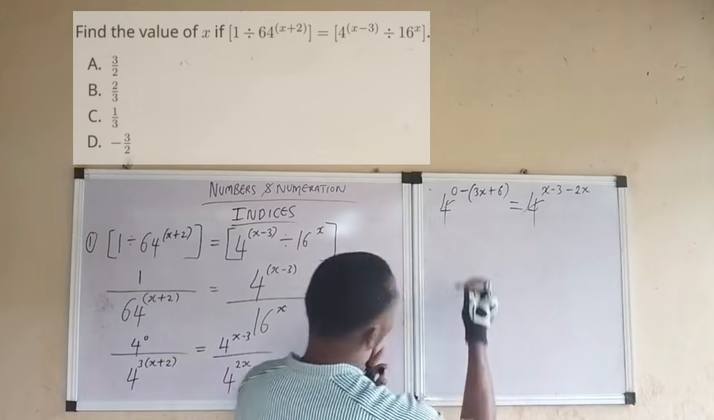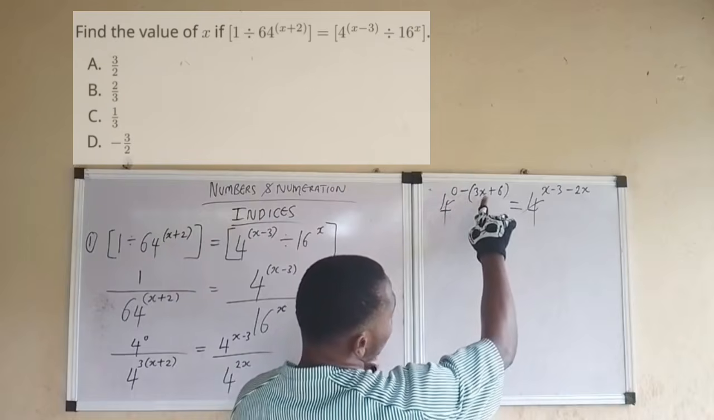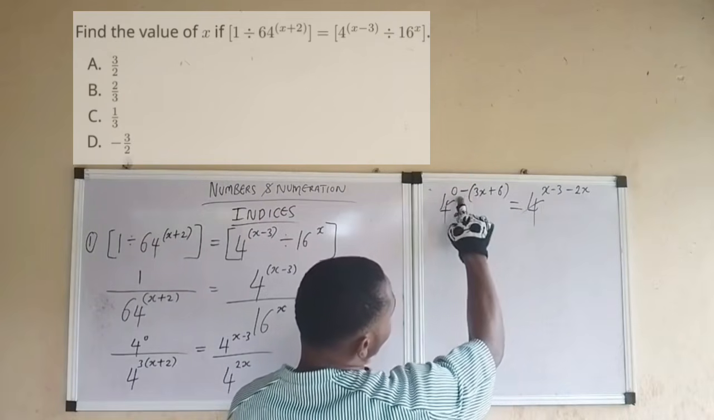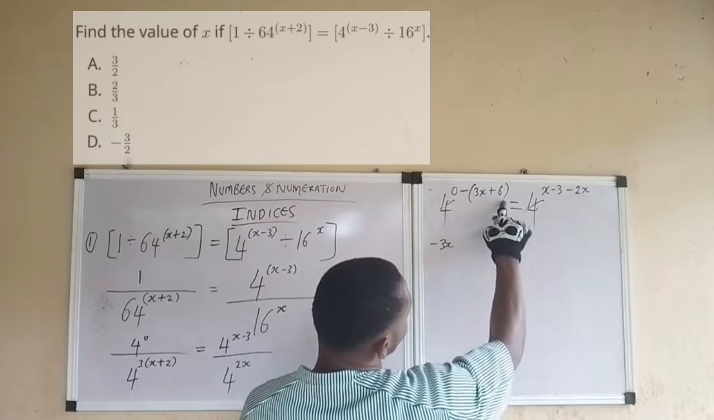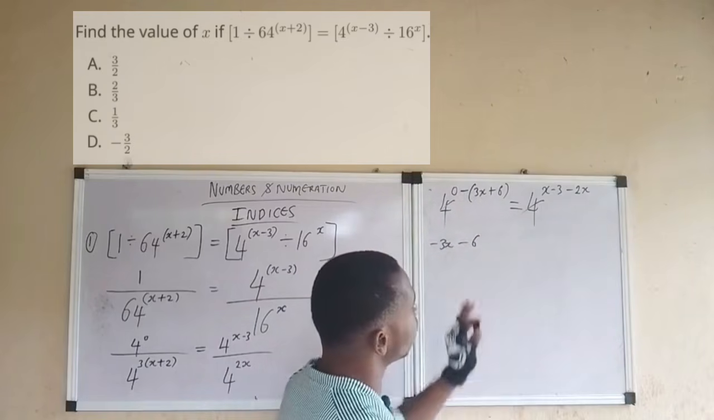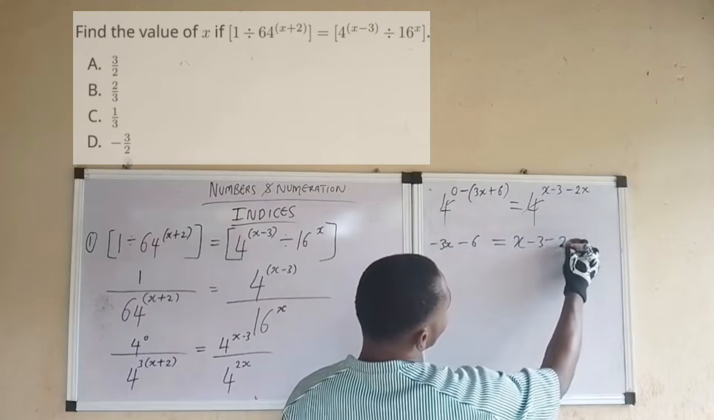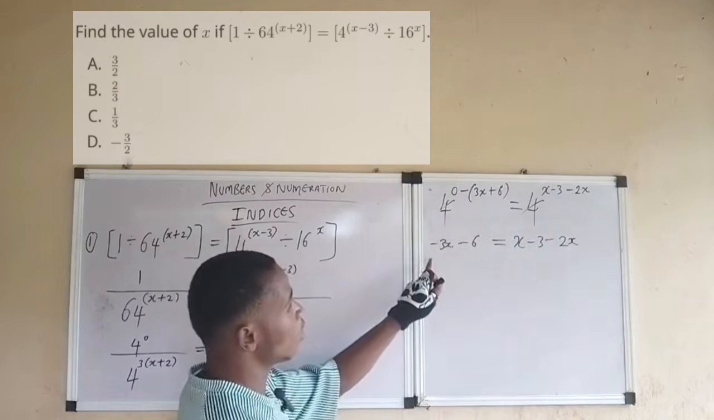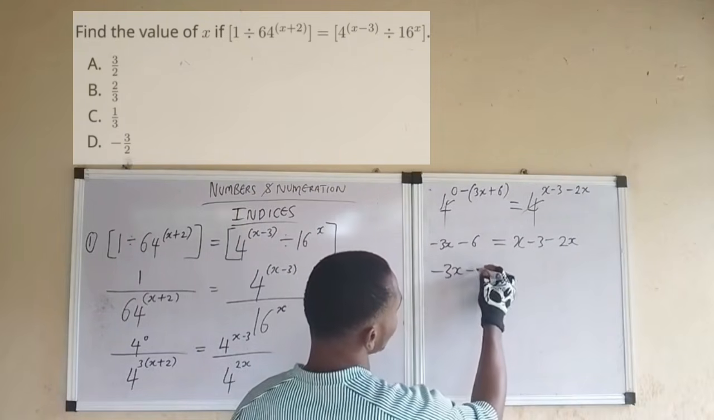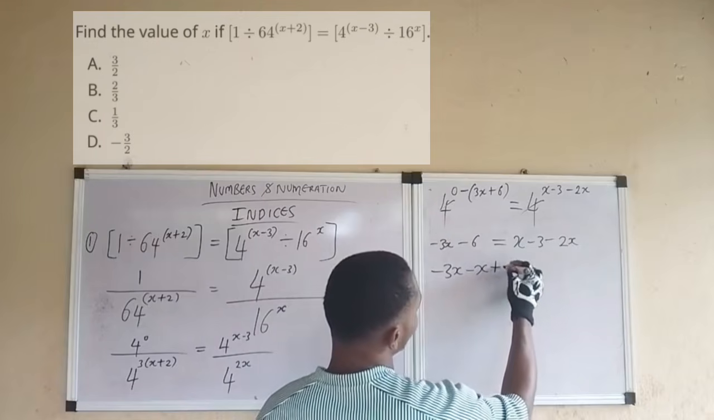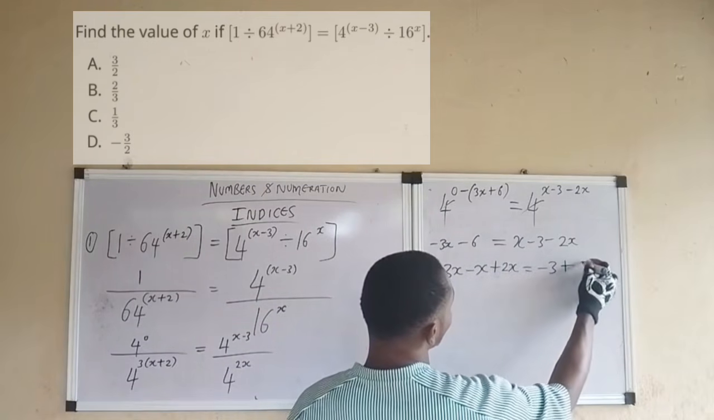So we are having 0 minus 3x plus 6. Now, this minus sign is going to affect each and every term in this bracket. So we have minus times 3x, that's minus 3x. Now, we have minus times plus 6, that's going to give us minus 6. You must be careful in this portion. So that equals x minus 3 minus 2x. Now, we are going to collect like terms and simplify. We have minus 3x minus x, then plus 2x equals minus 3 plus 6.